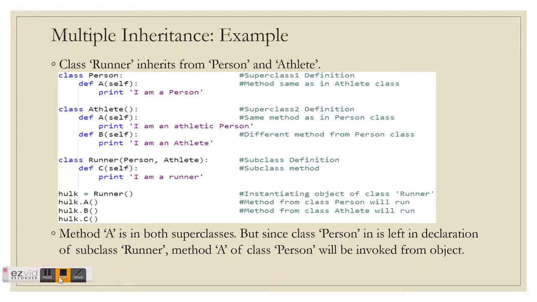Then I call the method B from the Hulk object. Runner doesn't have it, person doesn't have it, athlete has it. So the method B defined in athlete will be invoked. And in the case of C, as runner already has that method, that particular method defined in runner will be invoked irrespective of whether person and athlete superclasses have it or not.